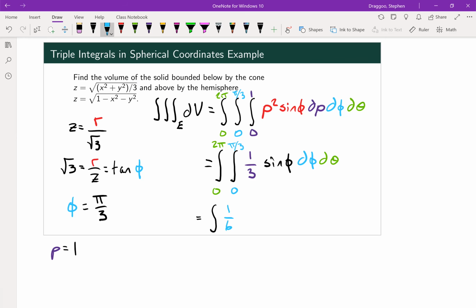So 1 over 6 times d theta, and theta integrates from 0 to 2 pi. Our function doesn't depend on theta, it's just a constant. So if we integrate d theta from 0 to 2 pi, we will just get 2 pi, and 1/6 times 2 pi is pi over 3. And that's spherical coordinates.